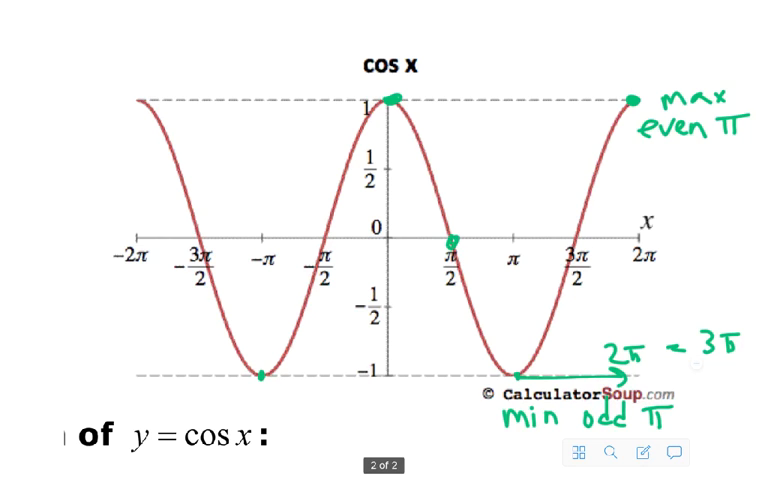I want you to notice where the x-intercepts are. The x-intercepts for the graph we did were at pi over 2 and 3 pi over 2. What's the distance between these two? It's not 2 pi. It's actually 1 pi. So the x-intercepts occur at pi over 2 and then every pi n after that, as opposed to 2 pi n. The y-intercept of this graph is at 1, unlike the sine curve where the y-intercept was at 0.